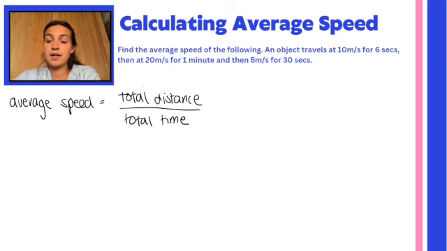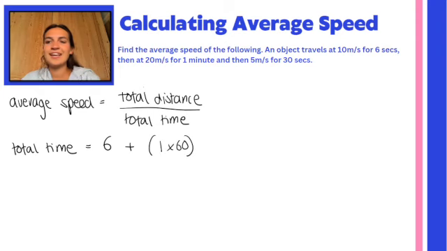So first, my total time. And I've got that 6 seconds. And then I've got that 1 minute. Okay, but I need that to be in seconds. So 1 times 60. And then I've got the final 30 seconds there. Okay, so in total, my time here is 96 seconds.